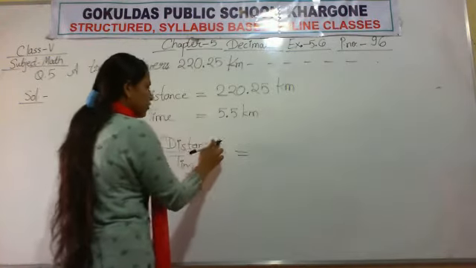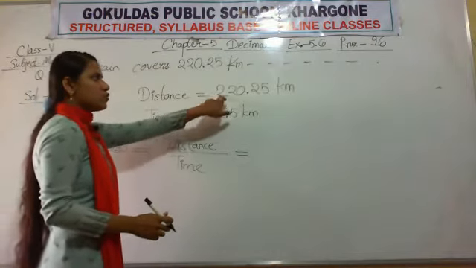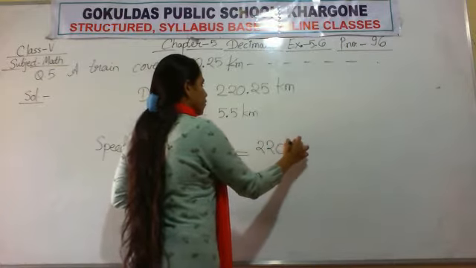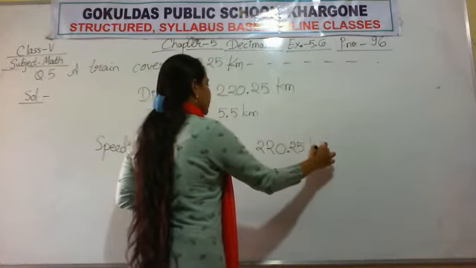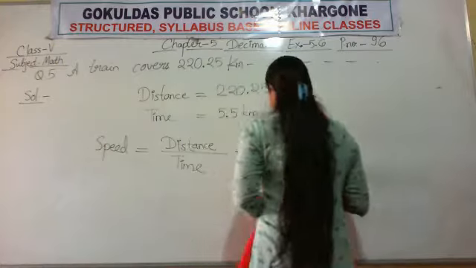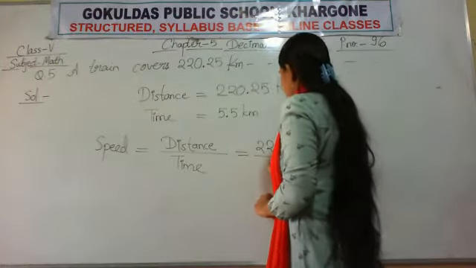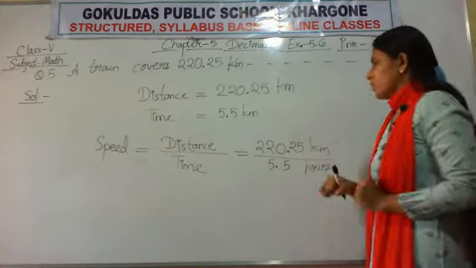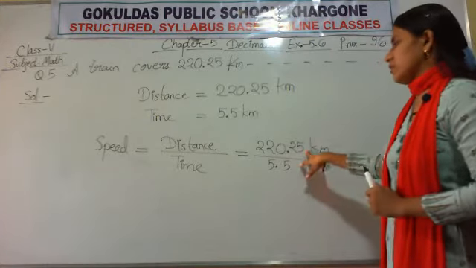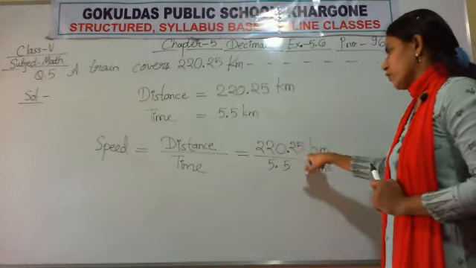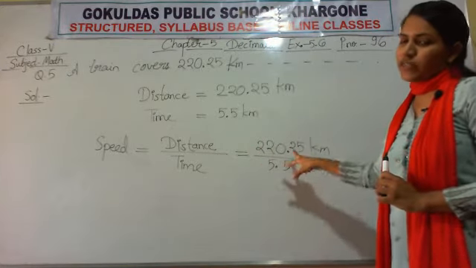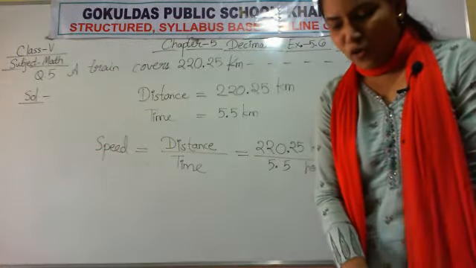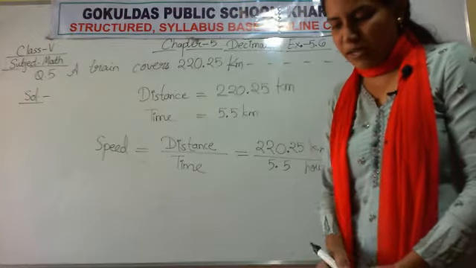So let us put the value of distance. What is the value of distance? 220.25 kilometers, divided by, what is the time? 5.5 hours. Okay. Now you have two decimal numbers. One is 220.25, another one is 5.5. Both the numbers have a decimal point. Now how will you divide a decimal by a decimal?